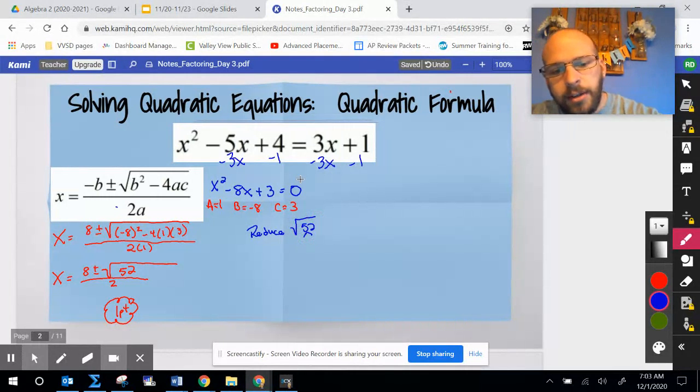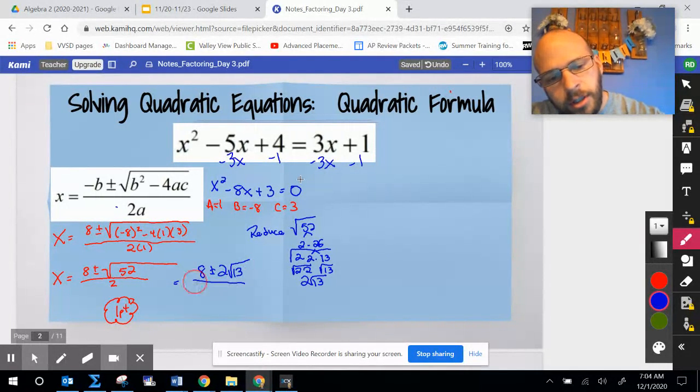So if I break this down, this is 2 times 26, or 2 times, 26 is 2 times 13. And I don't think you can break down 13 anymore. So I have 2 2's. I have a 13, or I have 2 square root 13. So I would now write my answer as 8 plus or minus 2 square roots of 13 all over 2.